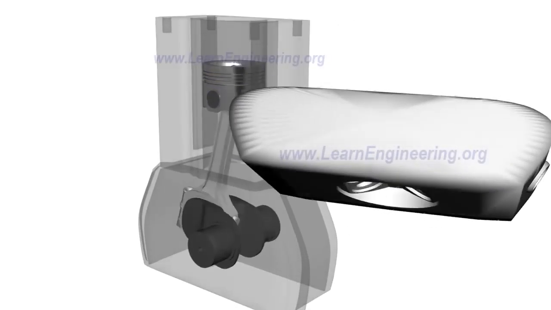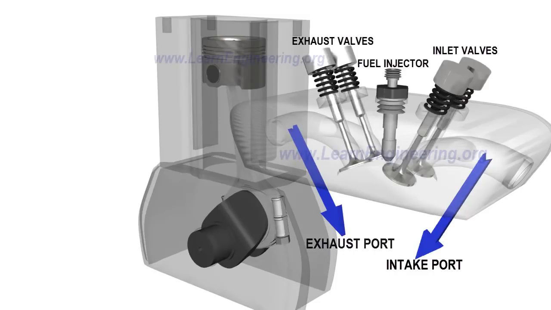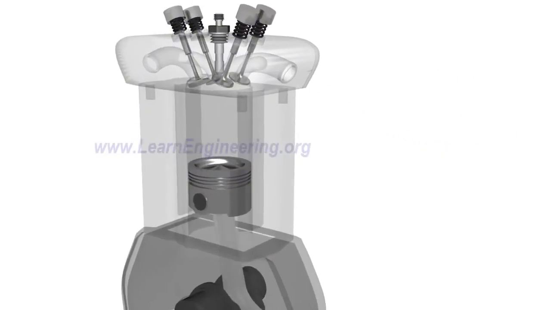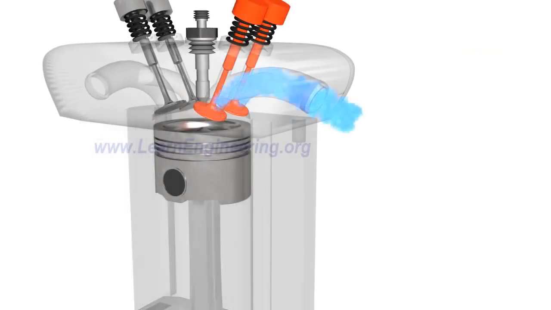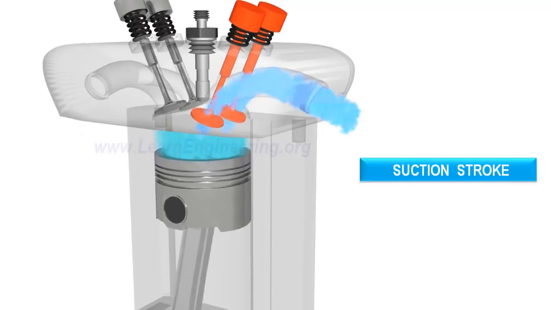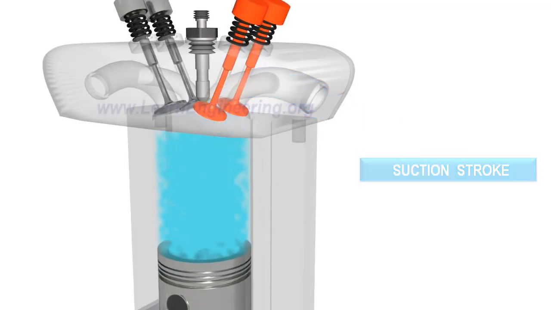Cylinder head, valves, and fuel injector are fitted above the engine block. When the piston moves downwards, inlet valves open and fresh air from outside is sucked in, or, in other words, the engine breathes.